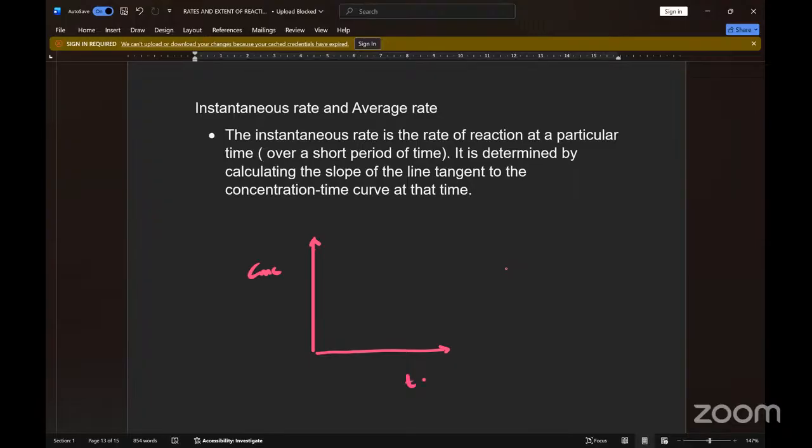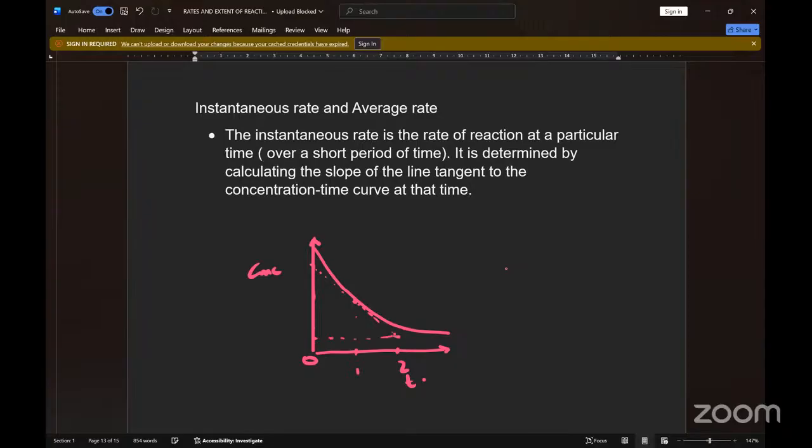If the graph is like this, and let's say this is 0, this is 1, and this is 2. And they tell you what is the rate at time 1. You locate the position here. Then you draw a tangent. This is something you have done in mathematics. You touch it like this. Then you draw something like this and draw something like this.